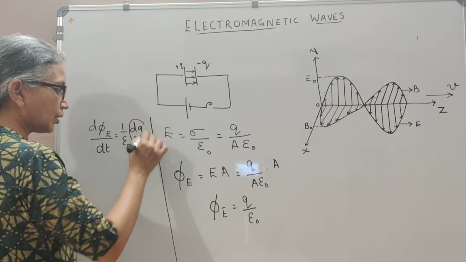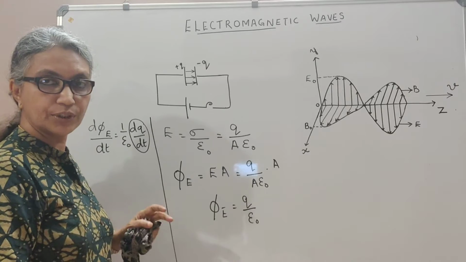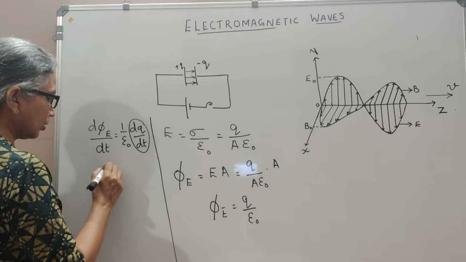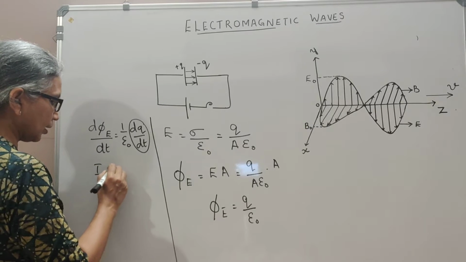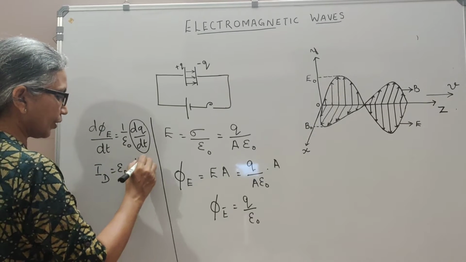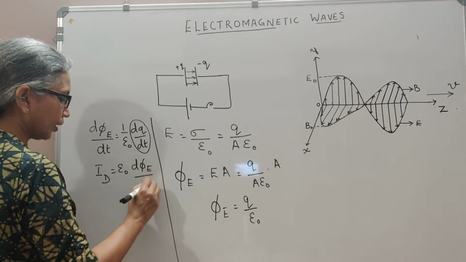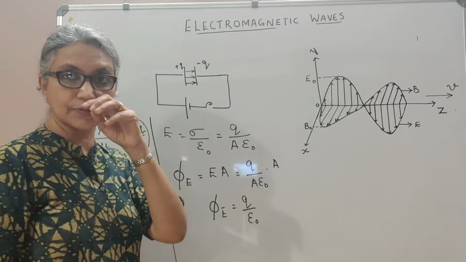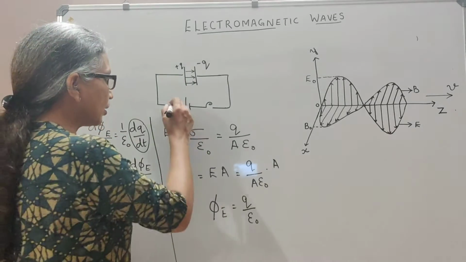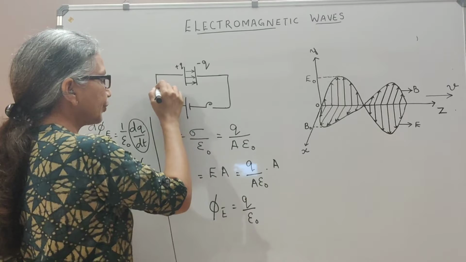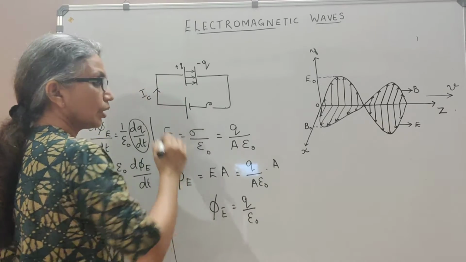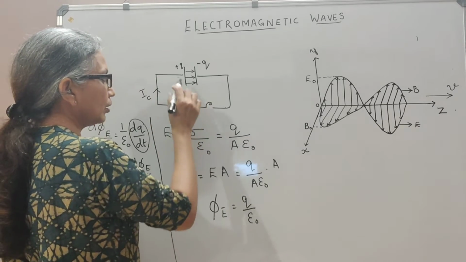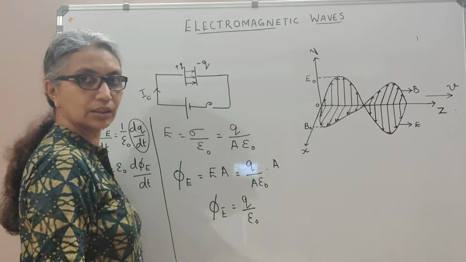This dq by dt, as you know, is the current, which Maxwell called the displacement current. And so this displacement current ID is epsilon 0 d phi E by dt. He called it the displacement current because it is the current between the plates of the capacitor. You know there is current in the conductor here, which we call the conduction current. The conduction current is due to the movement of electrons in the conductor. The movement of electrons will constitute this conduction current.